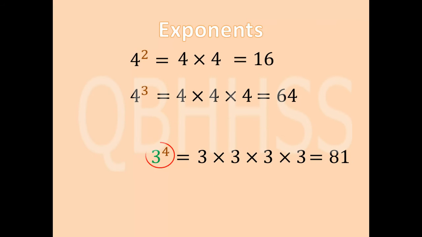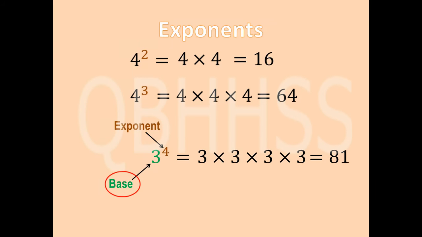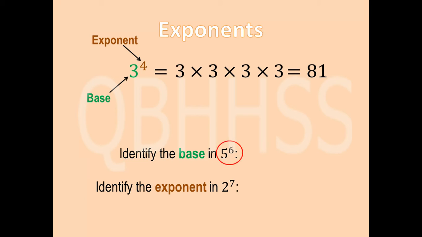Now let's quickly introduce the names for the terms in this expression. This number up here, which says how many times you are multiplying, is called an exponent, and the number down here that is being multiplied by itself is the base. So go ahead and quickly identify the base in this expression and the exponent in this expression. The base in this expression is 5 and the exponent in this expression is 7.